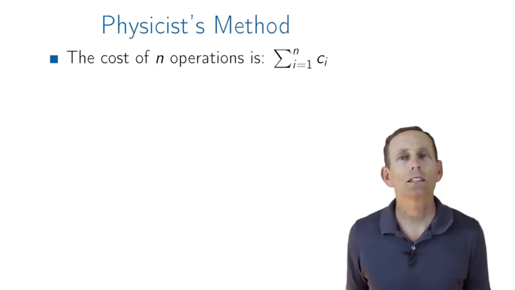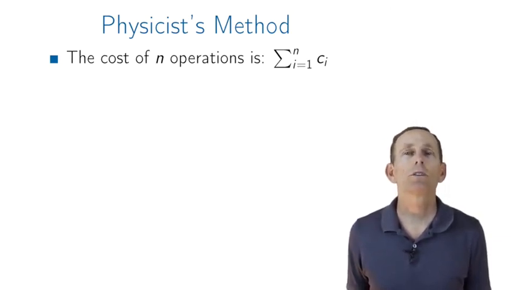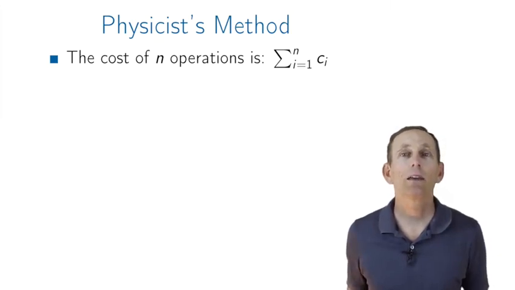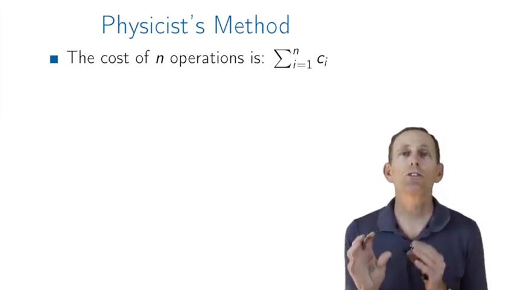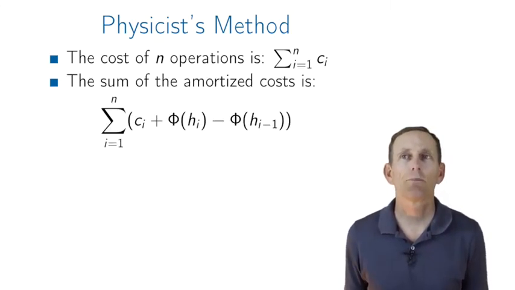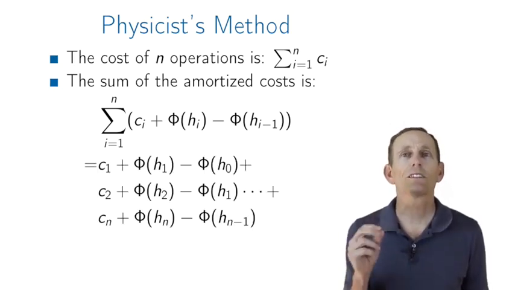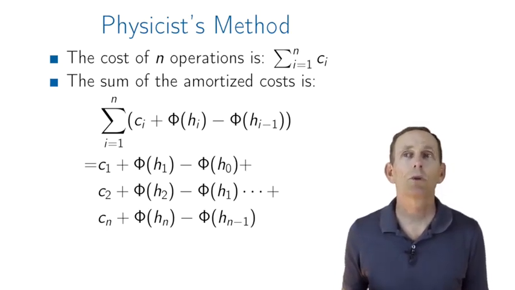So the cost of n operations is the sum of the true costs, which is the summation from i equals 1 to n of c sub i. And what we want to do is relate the sum of the true costs to the sum of the amortized costs. So the sum of the amortized costs is the summation from i equals 1 to n of the definition of an amortized cost, which is c sub i plus phi of h sub i minus phi of h sub i minus 1. Well, we could just rewrite that. So removing the summation as c sub 1 plus phi of h sub 1 minus phi of h sub 0 plus c sub 2 plus phi of h sub 2 minus phi of h sub 1 and so on.